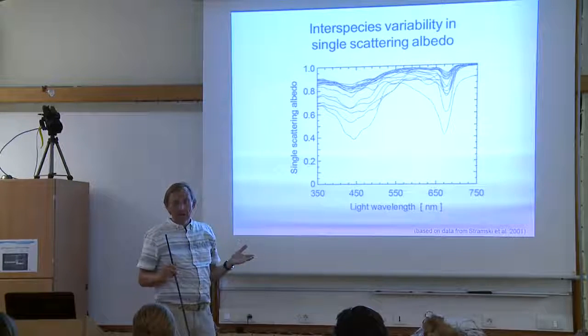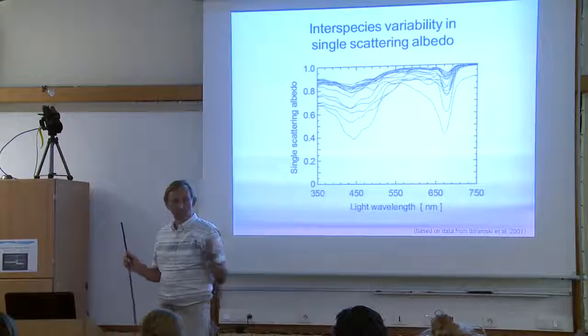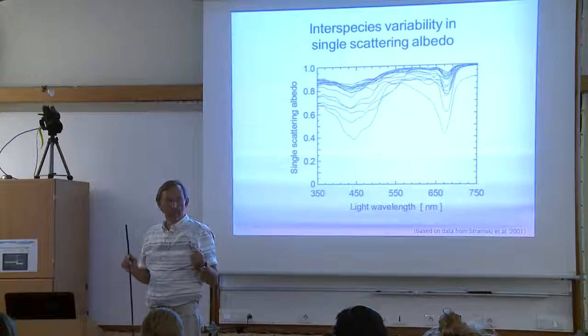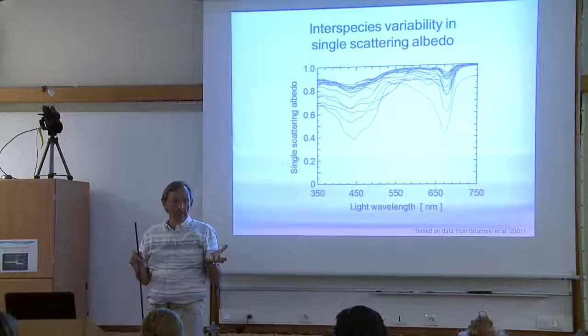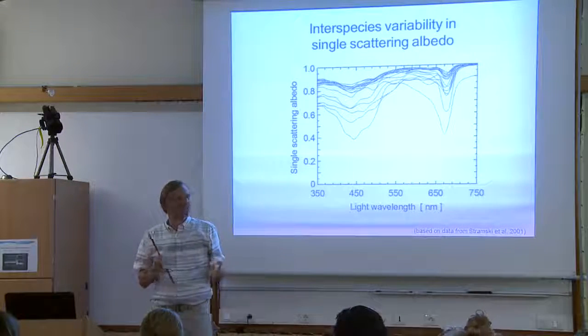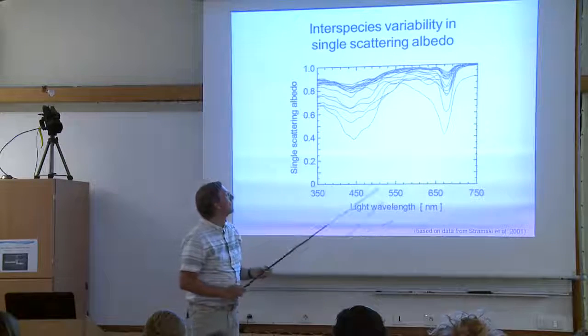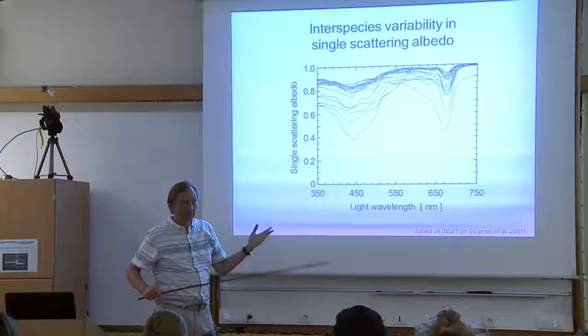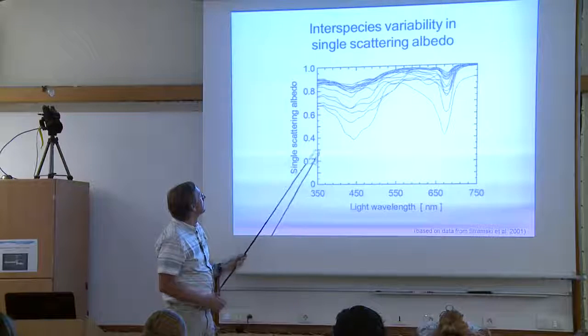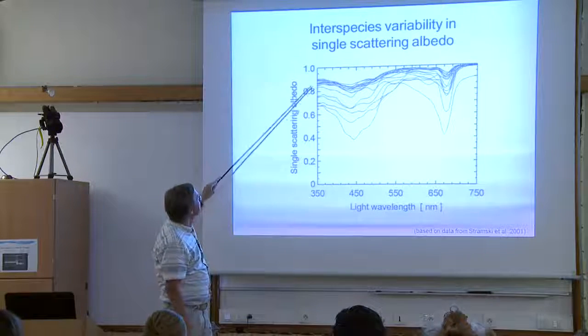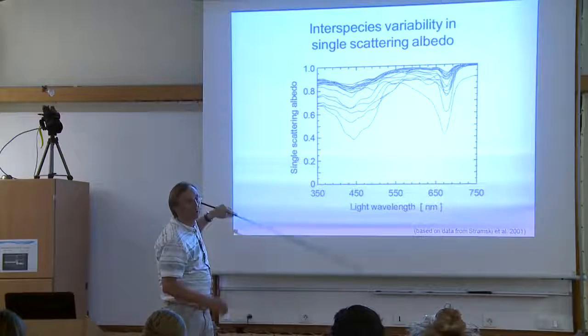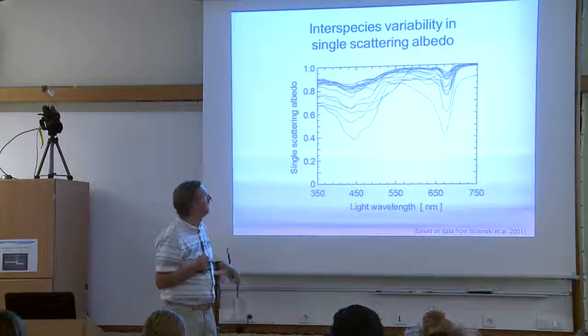So if there is an interaction between a photon and a particle, two things may happen. It can be attenuated, it can be scattered or absorbed. If it's scattered, the photon survives; if it's absorbed, it doesn't. So the single scattering albedo is b over c, or Qb over Qc.